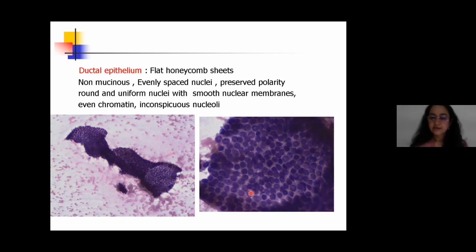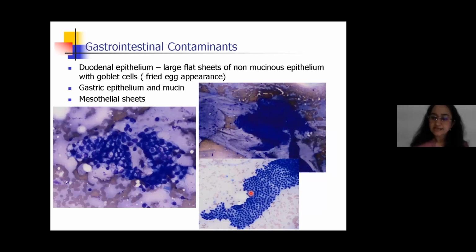This is very important. Even chromatin, and inconspicuous nucleoli. So this is how a normal pancreatic ductal epithelium will look. One should also be aware that as the needle passes through the stomach or the duodenal wall, you're going to get some gastrointestinal mucosal contaminants along with the needle onto the smears. So you must learn to interpret these because you can misinterpret them as atypical epithelium.